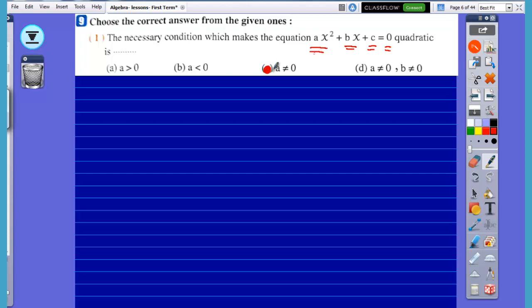If a equals 0, what happens? We will get 0 plus bx plus c equals 0. It means bx plus c equals 0, and this equation is not a quadratic equation. It is a linear equation, a first degree equation. So the necessary condition is a not equal 0. Next question.